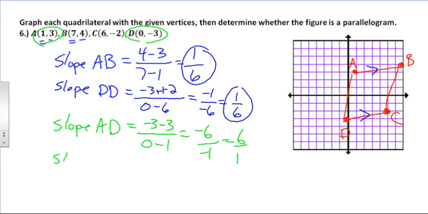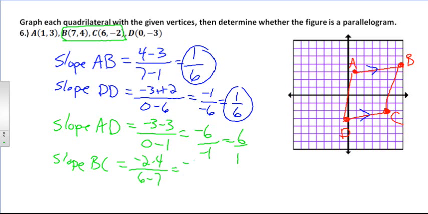And the slope of BC. While using the ordered pairs B and C, I get negative 2 minus 4 over 6 minus 7. And I get negative 6 over negative 1, which again is 6 over 1. So AD and BC are also parallel. Since I've shown both sets of opposite sides are parallel to each other, I can say that this is a parallelogram.